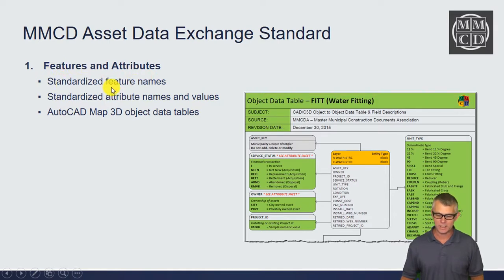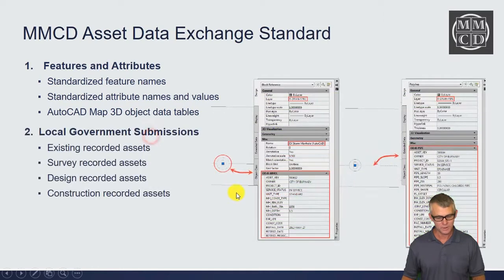So we have standardized feature names, standardized attribute names and values, and once again, based on AutoCAD Map 3D object data tables. These are in the drawing template, and the designers would be required to populate these object data tables and attach that information to the assets in the design drawing.